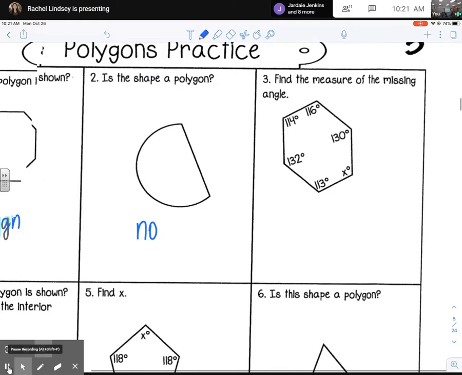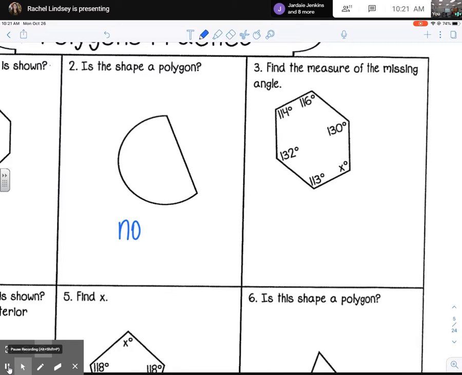Okay, on the next one, that is a 6-sided shape, that's a hexagon. So if I did the little formula, 6 minus 2 times 180, 4 times 180 gives me 720. So all of those should add to equal 720. So 720, take away the sum of the ones we do know. What do all 5 of the ones we know add to equal? 605. What's 720 minus 605? 115. So x equals 115.